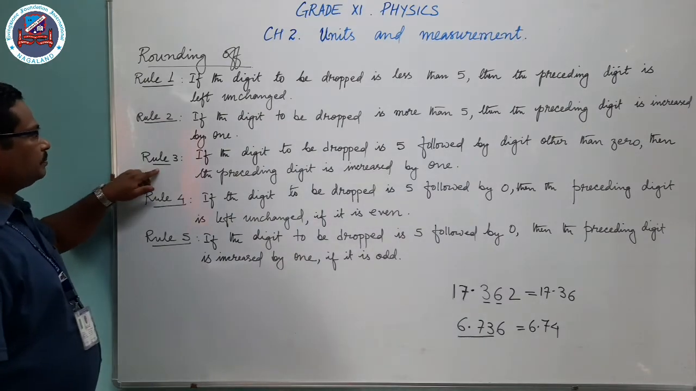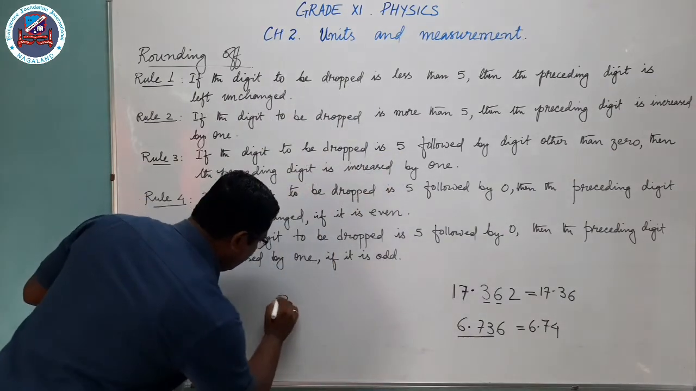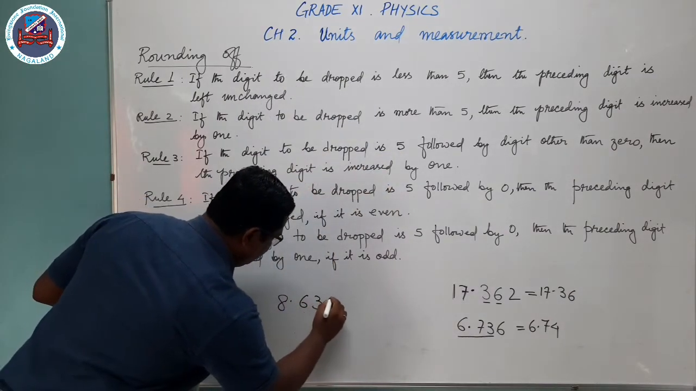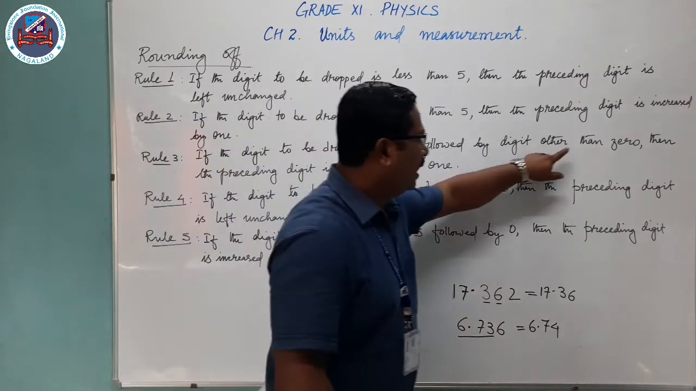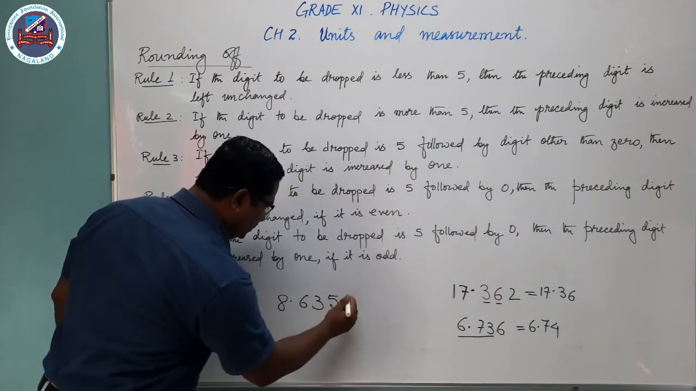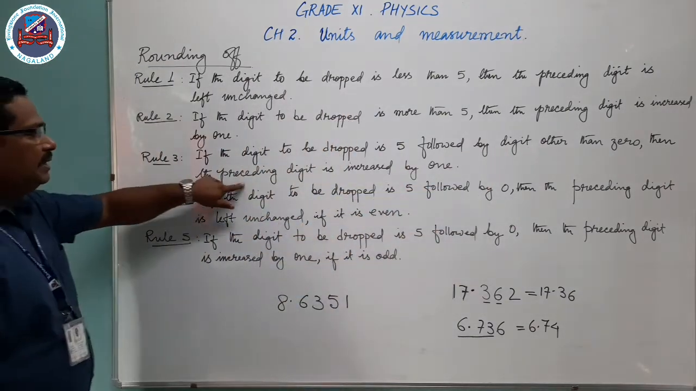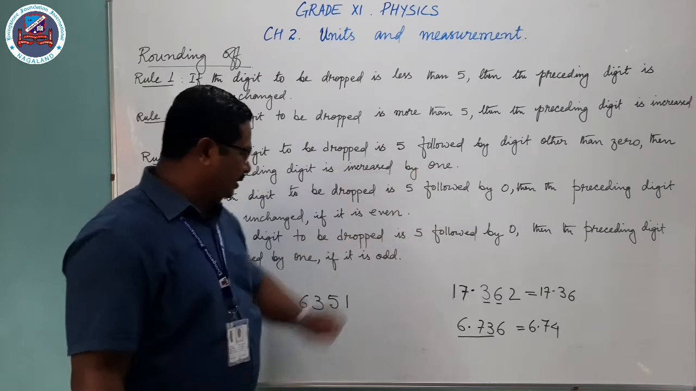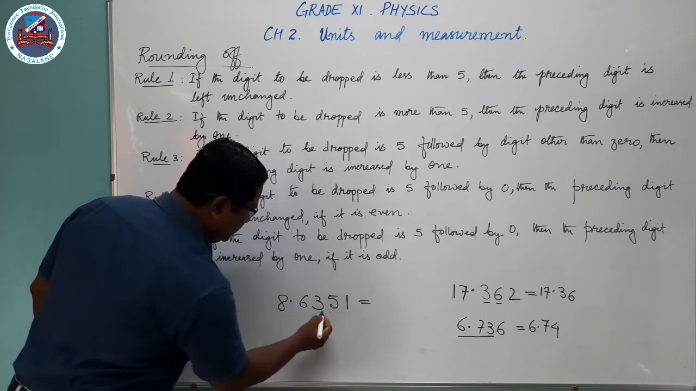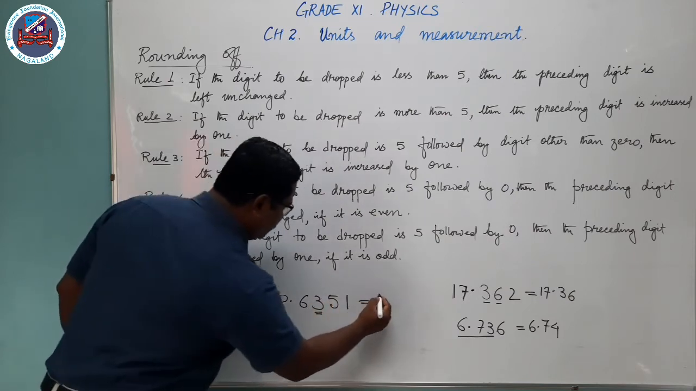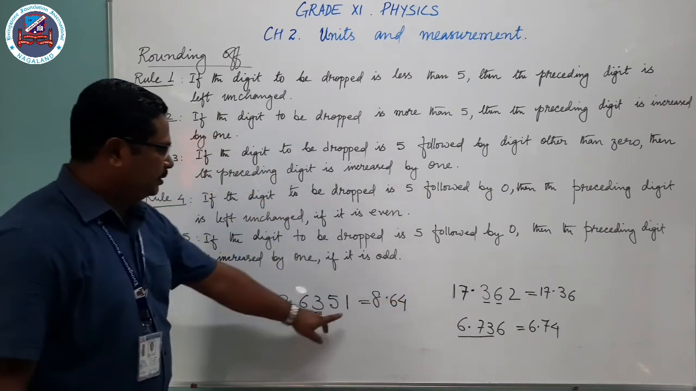Then the third rule: if the digit to be dropped is 5, suppose 8.635, this digit I am going to drop, followed by a digit other than 0. Suppose it is not 0 here, suppose it is 1, say. Then the preceding digit is increased by 1. Right after 5, it is not 0, so this digit will be increased by 1. I want to round off to 2 digits after the decimal, it will become 8.64, because it is not 0.